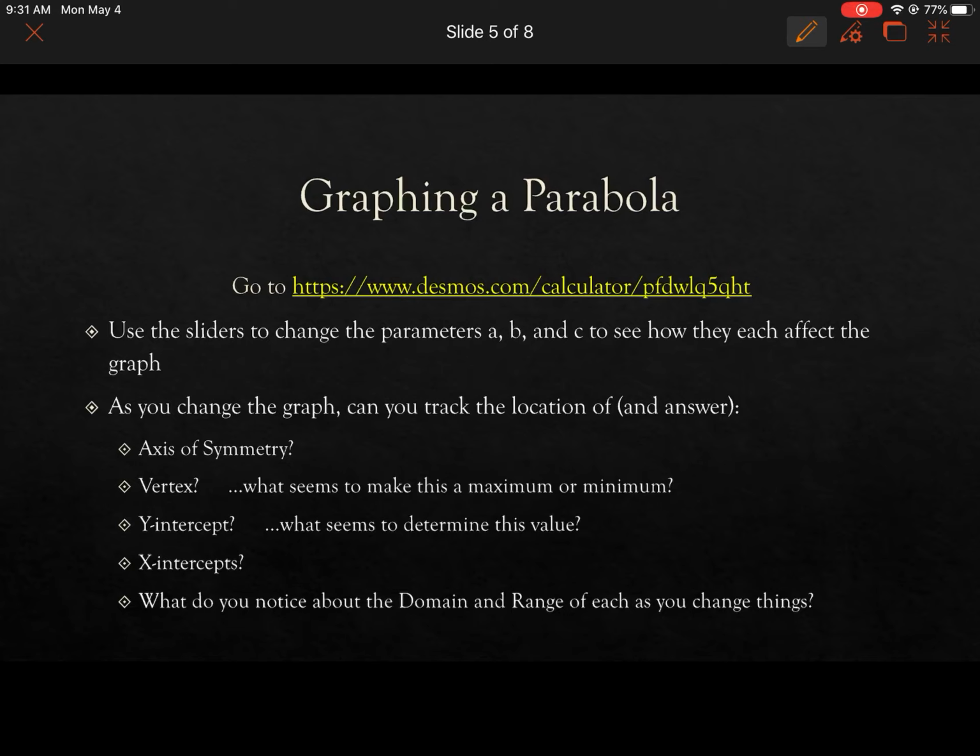But do you notice how they move, and which parameter, A, B, or C, makes those change the most? Okay, and then finally, what I want you to do is pay attention to what the domain and range are as you change things. Can you make any generalized universal statements about either the domain or range? All right, so pause this here, play with it a little bit, pay attention to these questions, see if you can kind of notate some changes that you notice.